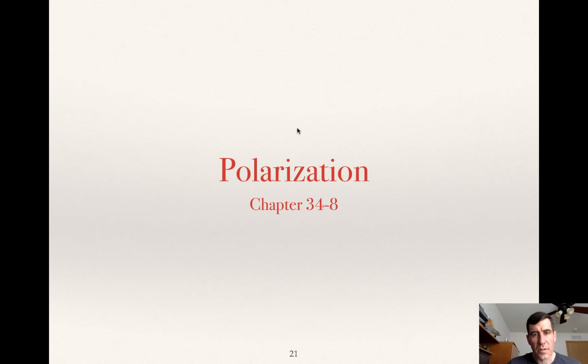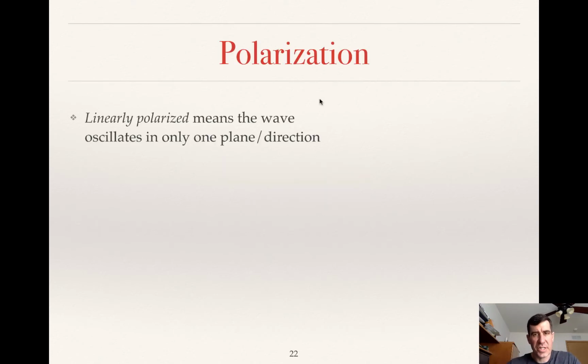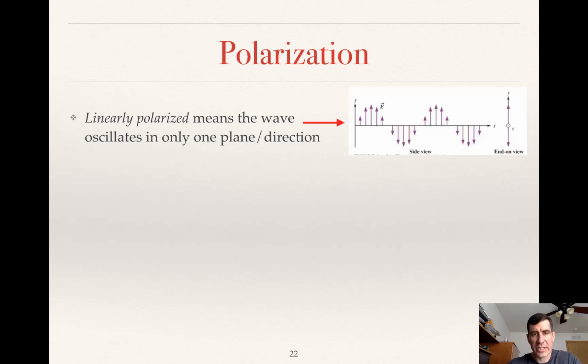In this video, we're going to look at polarization of electromagnetic waves, and this is covered in chapter 34.8 of the textbook. Okay, so what is polarization? You can have a wave that's linearly polarized, and what that means is that the wave is oscillating or waving in only one plane or direction.